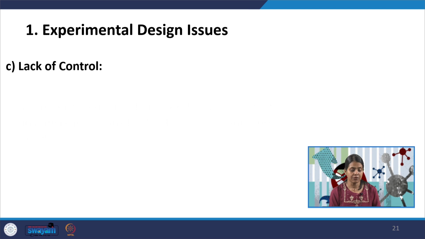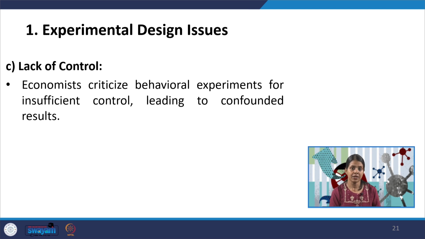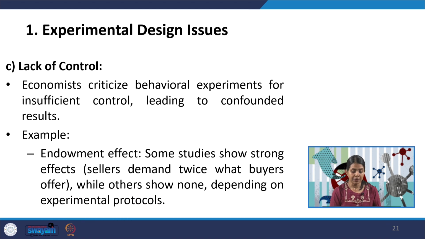The third point is lack of control. Economists criticize behavioral experiments for insufficient control leading to confounded results. For example, the endowment effect. Some studies show a strong endowment effect. Sellers demand twice what buyers offer, while others show none depending on experimental protocols. So, at times we generally understand that experimental studies tend to have better control, but then there are also situations where there could be a lack of control. In that case, the results would definitely be flawed.